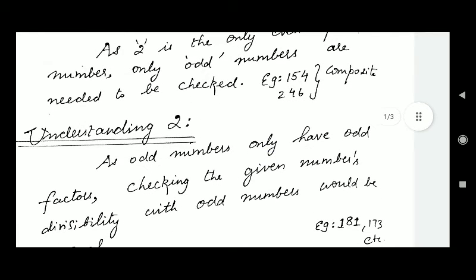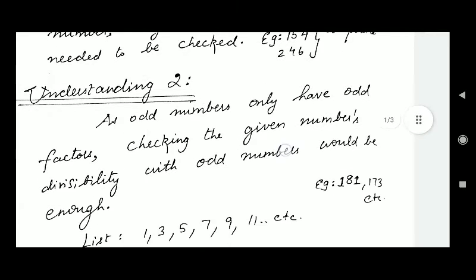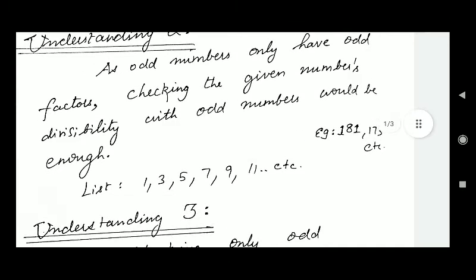The next understanding, understanding number 2, is that we are going to check whether the number is prime or not only for odd numbers. If we take any odd composite number, it will definitely not have a factor which is an even number. So we need to check its divisibility with a list of odd numbers. The list of odd numbers goes like this: 1, 3, 5, 7, 9, 11, etc. In essence, we need to check the particular number's divisibility with the list of all odd numbers.